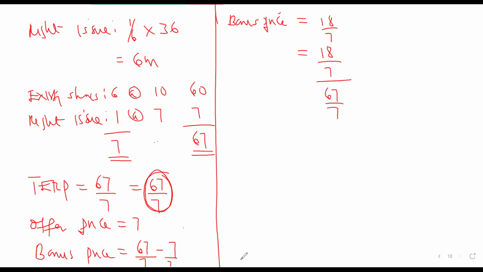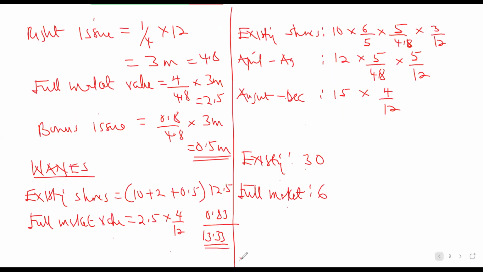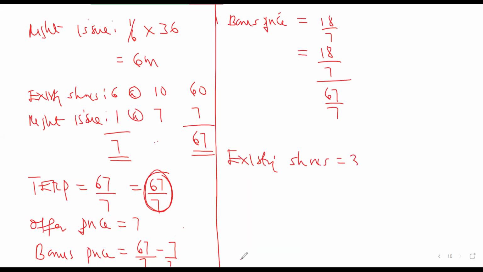So let's find our shares now. Let's have our existing shares. The existing shares will be 30. That will be 30 multiplied by the right issue fraction. What are we getting?